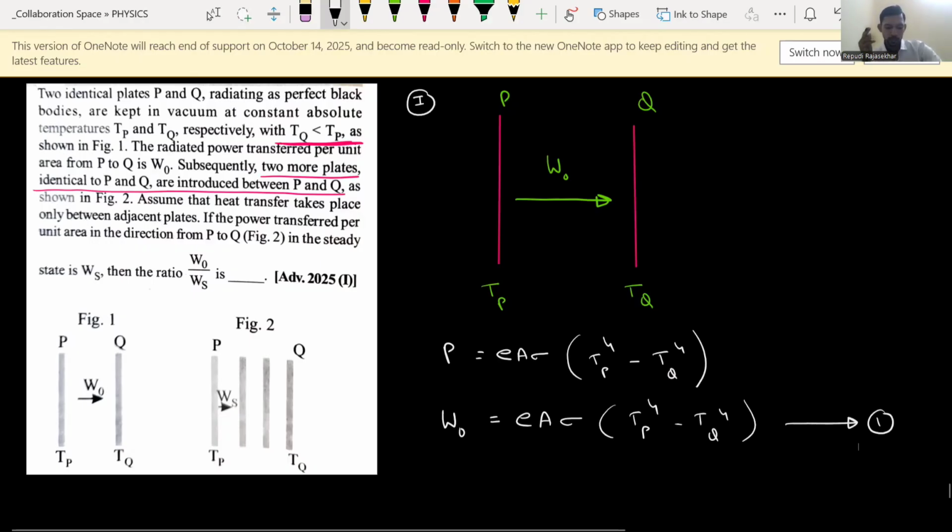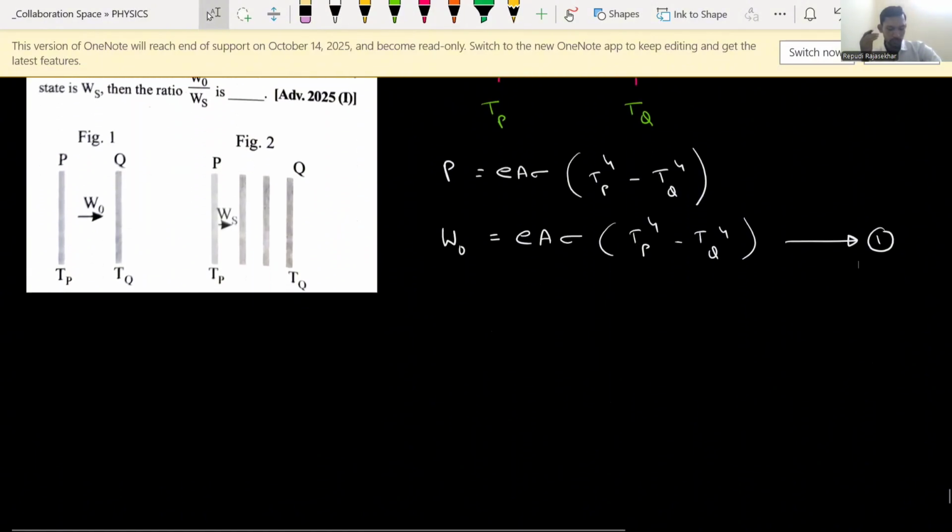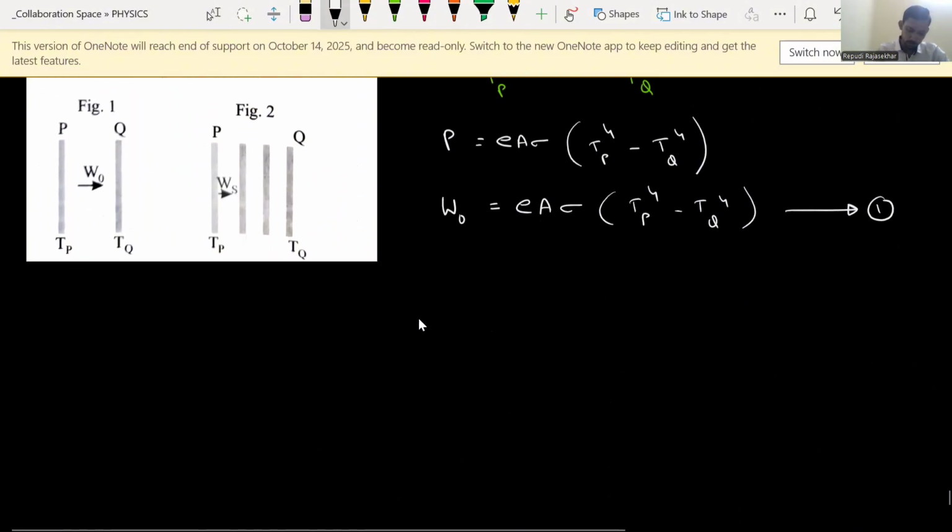Fine. In configuration 2, second figure, now we'll analyze figure 2. So take here 4 identical conductors. First one.